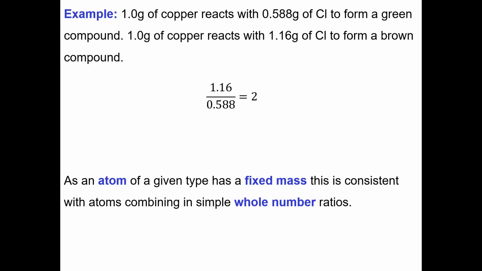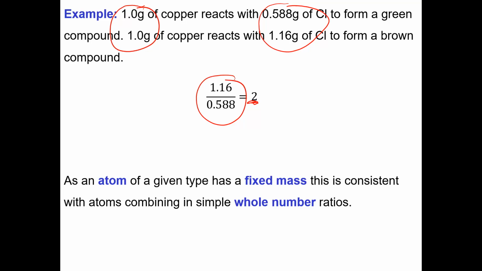So if I have 1 gram of copper, I will find that it reacts with 0.588 grams of chlorine to form a green compound. If I have 1 gram of copper, I can react it with 1.16 grams of chlorine to form a brown compound. So I have a fixed mass of one element, and then I'm reacting with different masses of a second element. And what I find is when I take the ratio of the masses of the second element that forms stable compounds with my first element, I get a whole number.